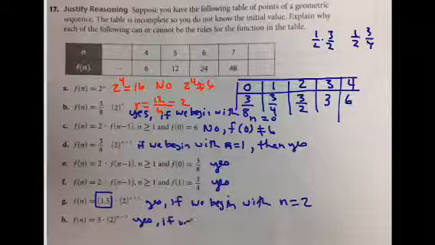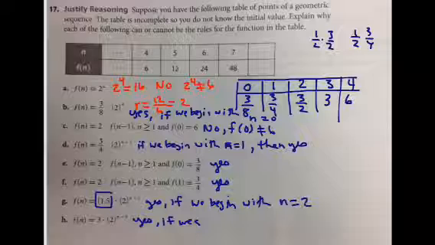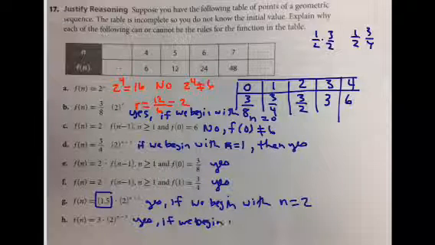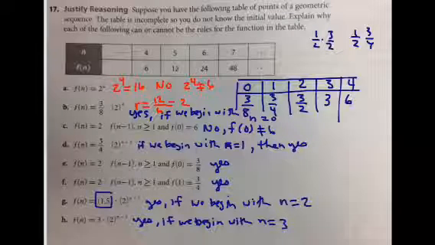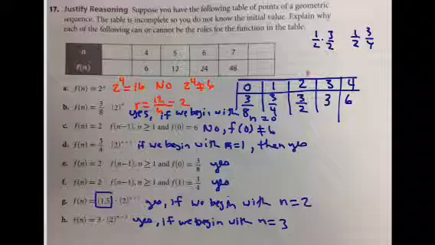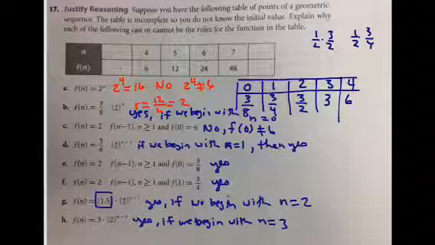if we begin with n equals 3. Okay? Because it doesn't tell us where it starts. So I just wrote all of the numbers starting with 0 just to make sure I have all possible numbers. But the table could start here, it could start here, it could start here, or here. That's why I put all the conditions. If we begin with, then yes.